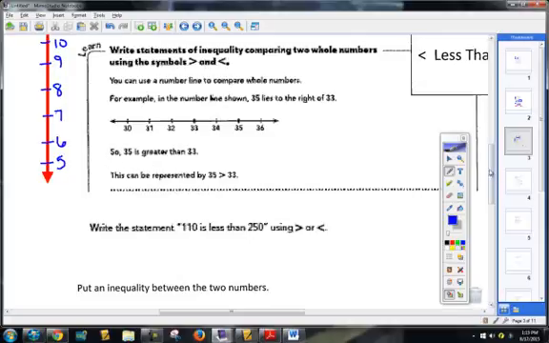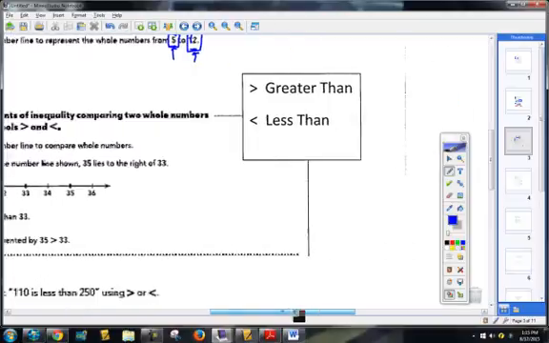Here we're going to learn what inequality symbols are. I think I went over this in a couple of my classes today, maybe all of them. But these are called inequality symbols. So go ahead and write this, inequality symbol.